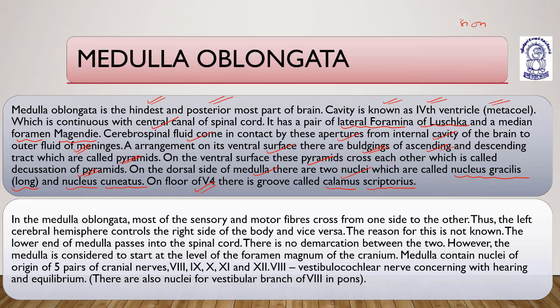On the dorsal side, there are two nuclei, nucleus gracilis and nucleus cuneatus. On the floor of the fourth ventricle, there is a groove called calamus scriptorius. In the medulla oblongata, most of the sensory and motor fibers cross from one side to the other. Thus, the left cerebral hemisphere controls the right side of the body and vice versa.